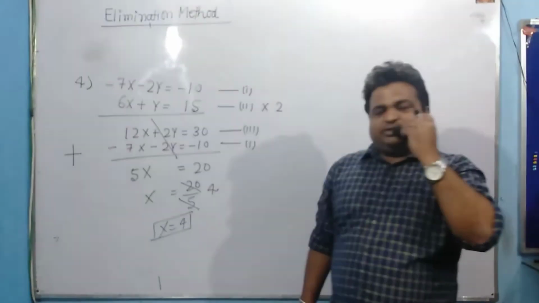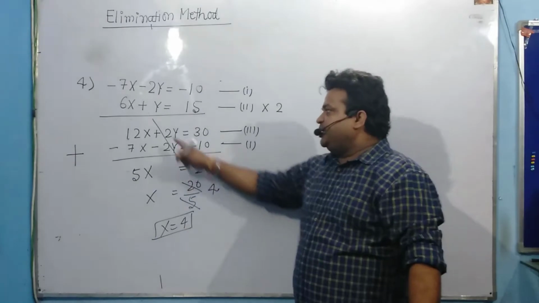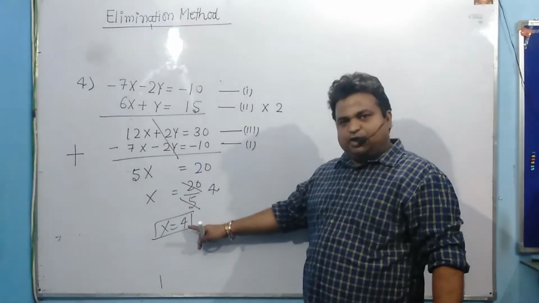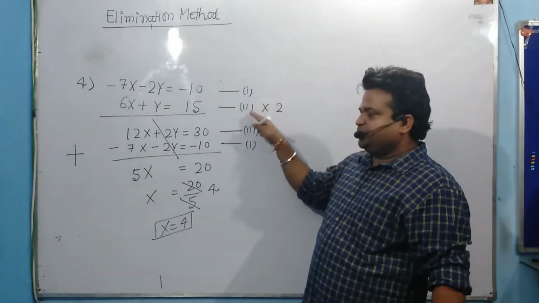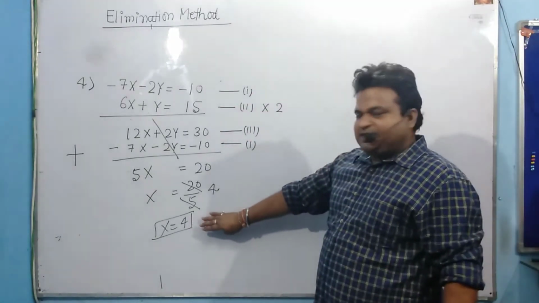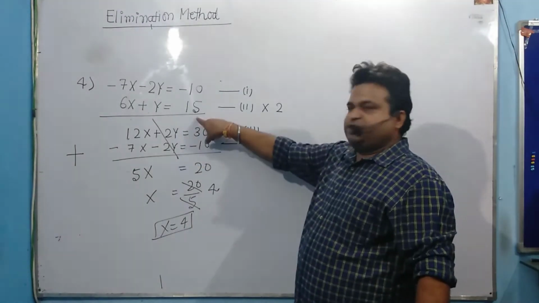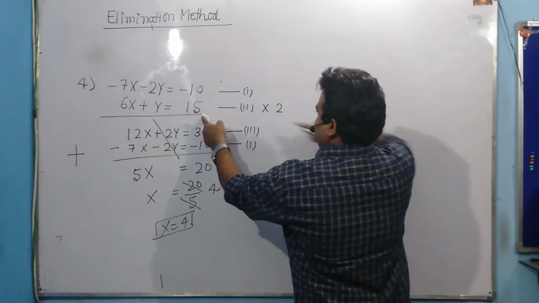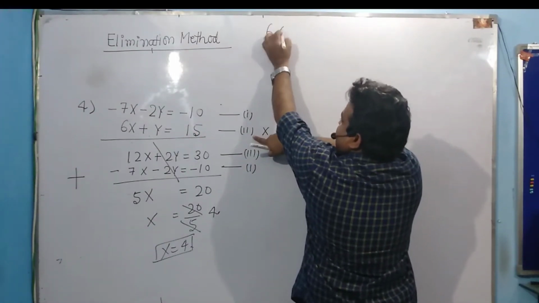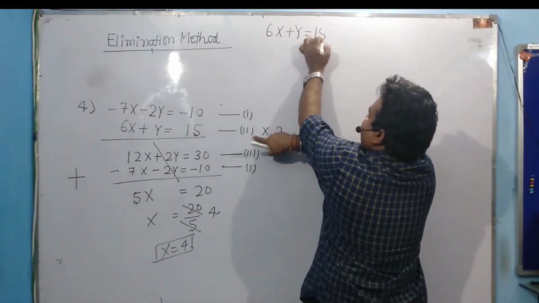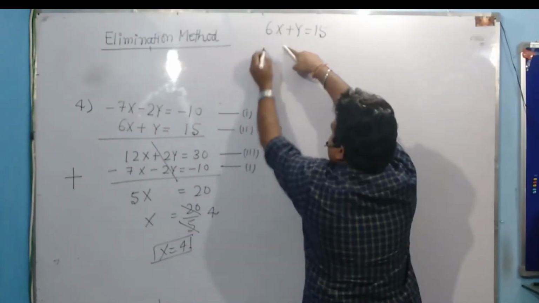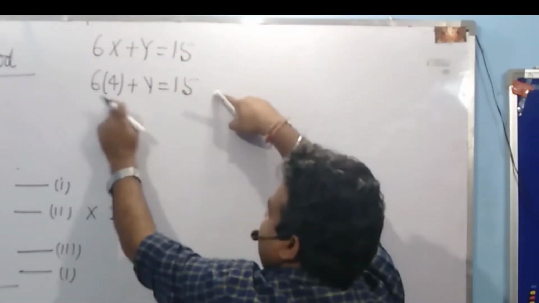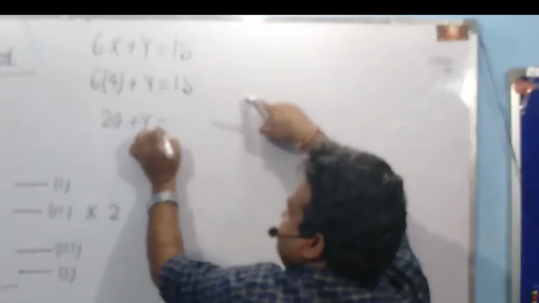Now my x value is equal to 4 by eliminating one variable. To find the other variable, you put this x value in either equation number 1 or equation number 2. For simplicity, I put x equal to 4 in equation number 2. What is my equation number 2? 6x + y = 15. So x is equal to 4, so 6 multiplied by 4 plus y is equal to 15. 6 fours are 24, plus y is equal to 15.